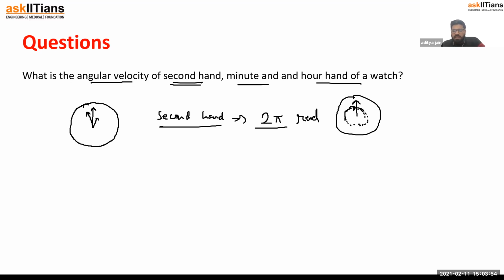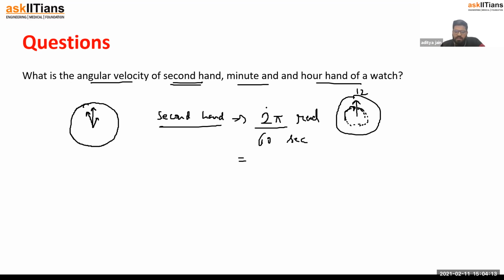What is the time taken by the second hand of a clock to complete one rotation, from 12 to 12 again? It is 1 minute, because the time period of the seconds hand is 1 minute. So 1 minute means 60 seconds.